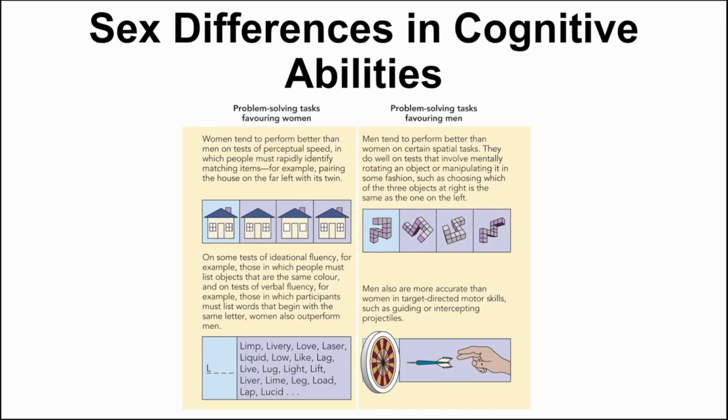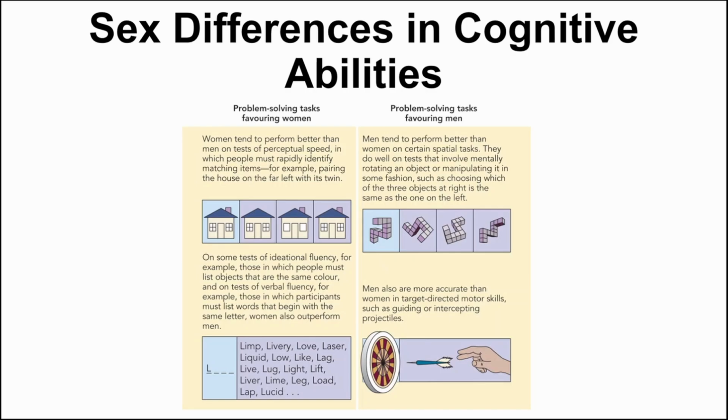They also tend to do really well with language stuff. So verbal fluency, things like down here, you can come up with as many words starting with L and this many letters long. They tend to outperform men for those tasks as well. For men, we tend to see that they perform better on spatial tasks.